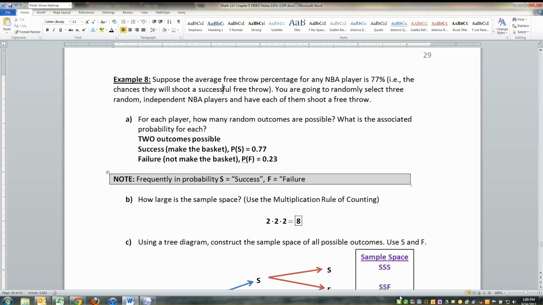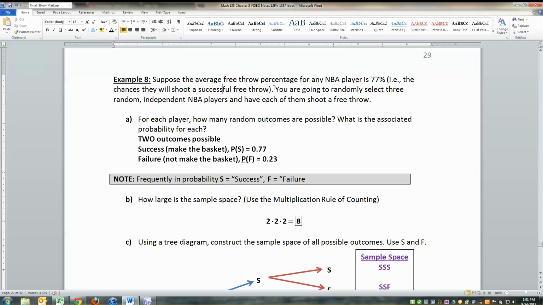Let's do something where they're not all equally likely. Now, we have the free throw percentage for any NBA player is 77%, i.e. the chances they will shoot a successful free throw. You're going to randomly select 3 random independent NBA players and have each of them shoot a free throw. Now, I get this number from NBA data. It's kind of the average, NBA players on average are about 77%. That's what makes them NBA players. My average is more like 17%, say, or lower.